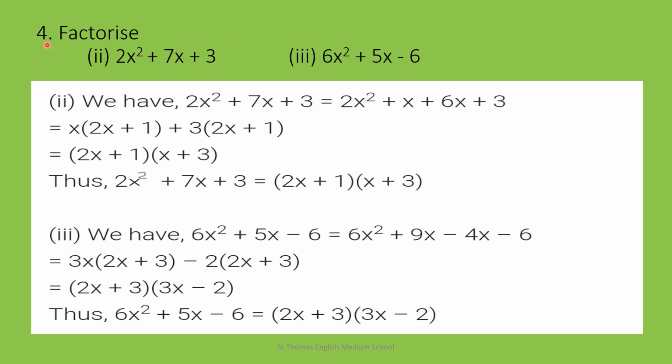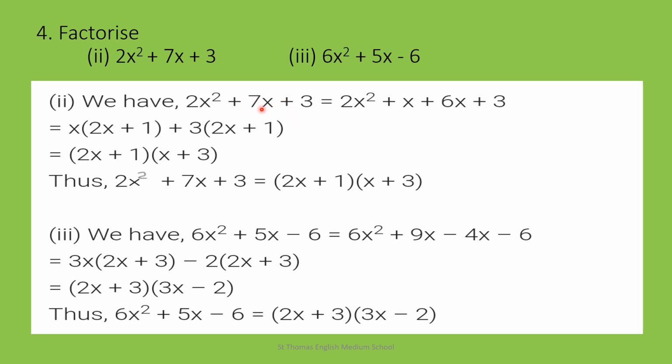Now question number 4, factorize. In that second question, that is 2x square plus 7x plus 3. It is a quadratic polynomial. So you can factorize the polynomial by splitting the middle term. In 2x square plus 7x plus 3, the middle term is 7x.